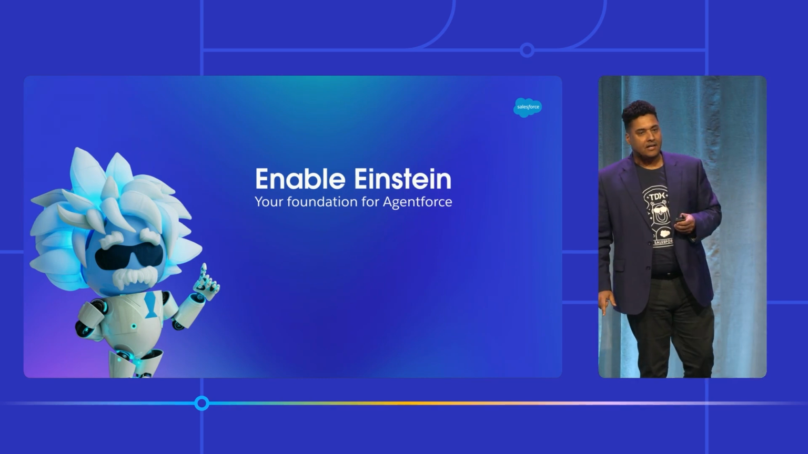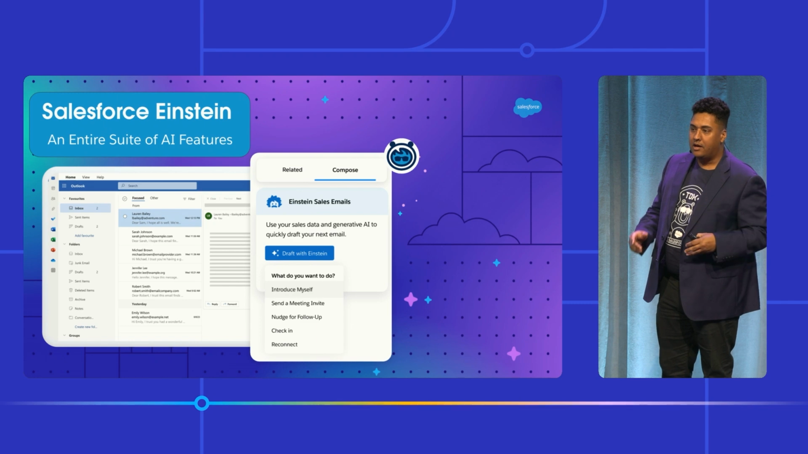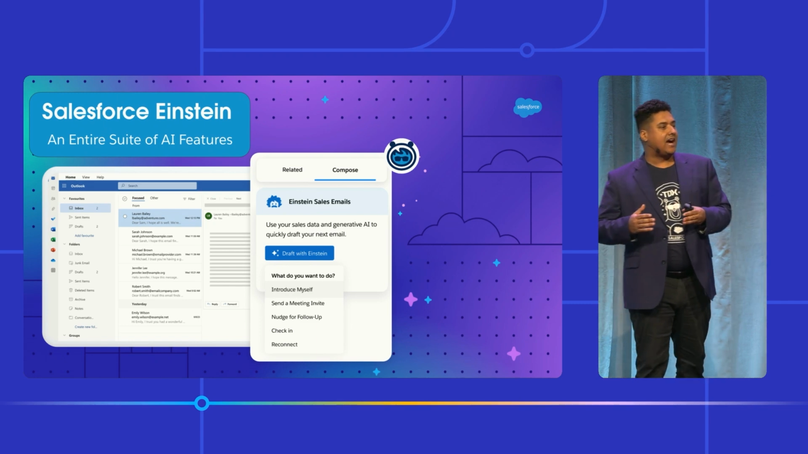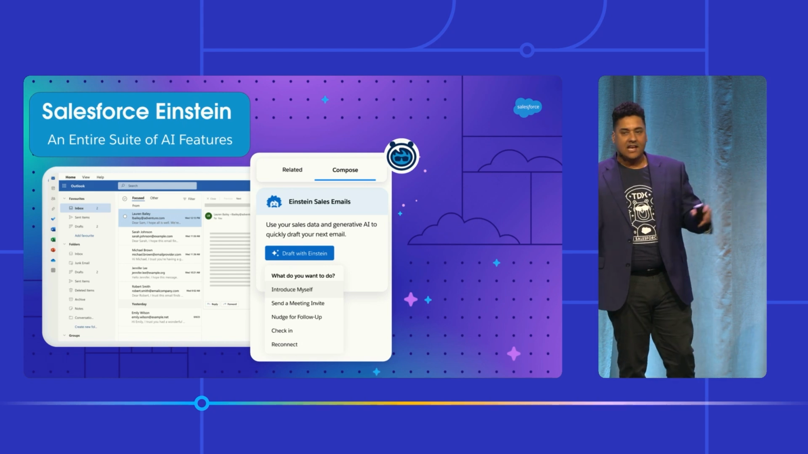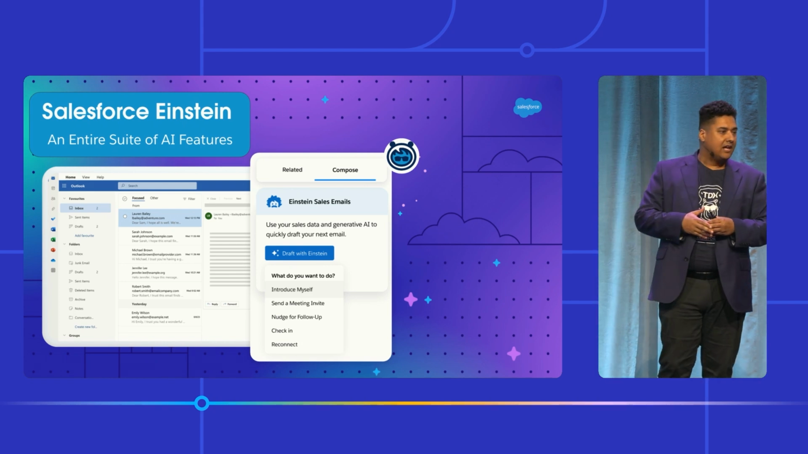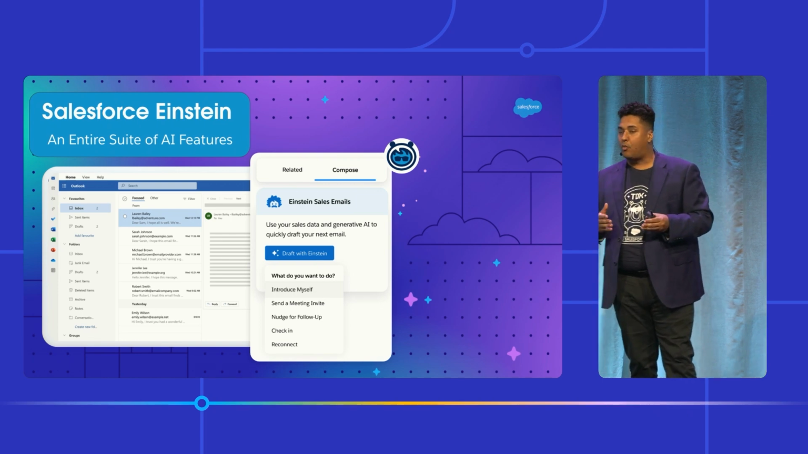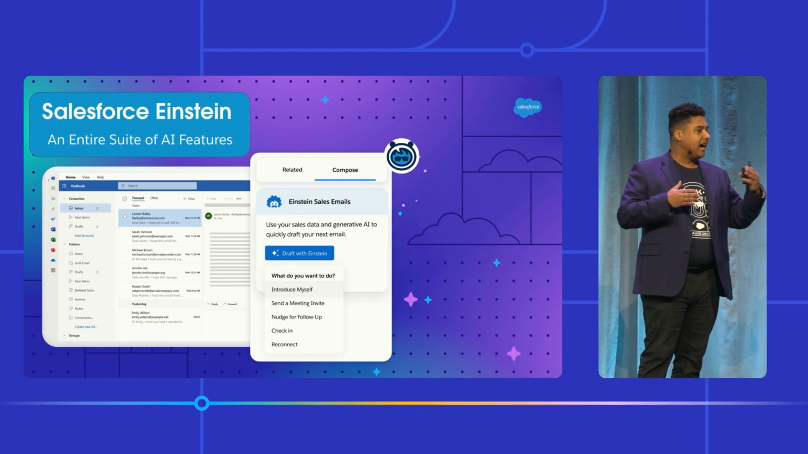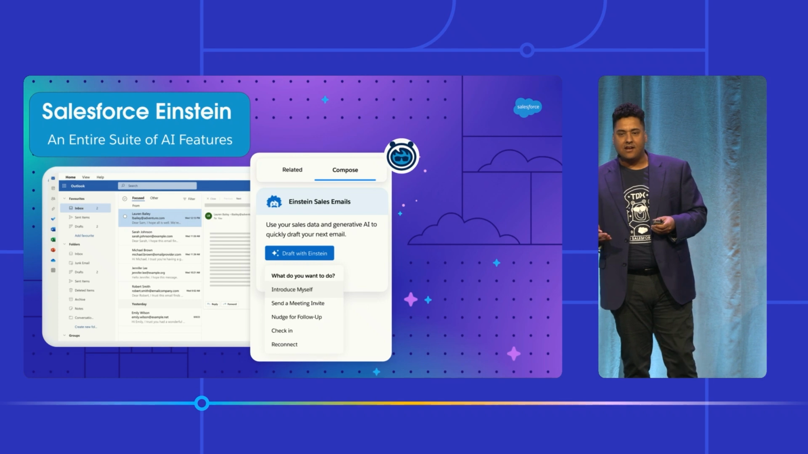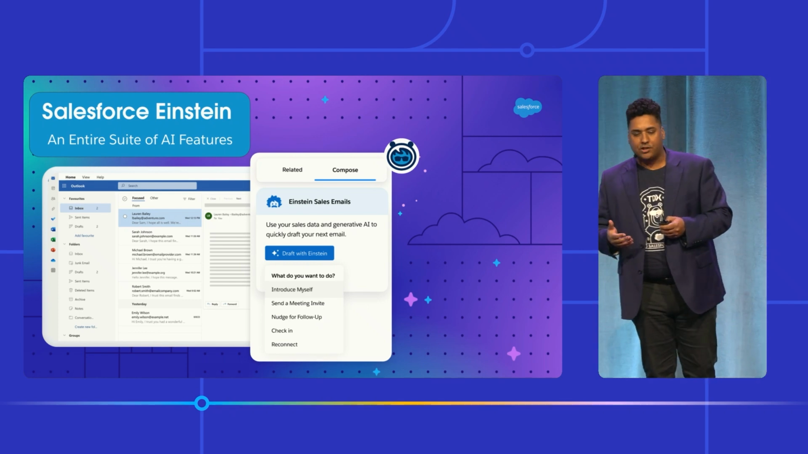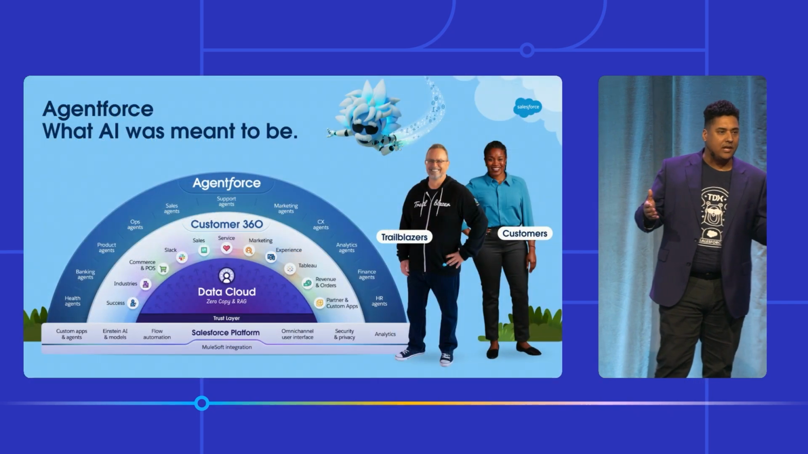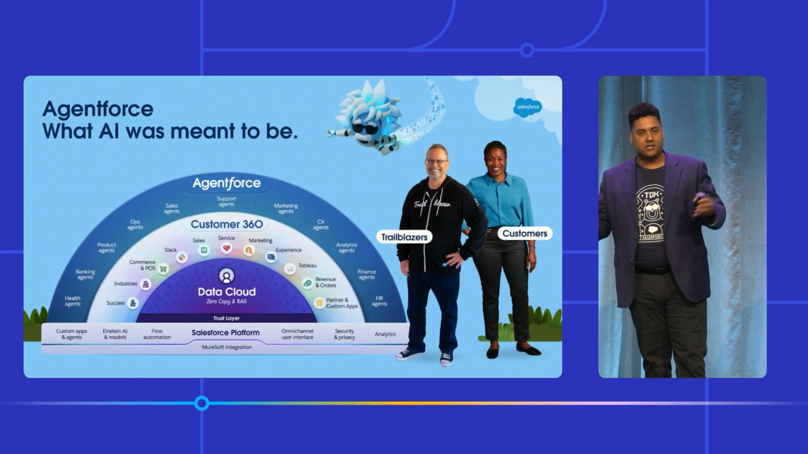Step one, let's enable Einstein. When we talk about enabling Einstein, Einstein is the suite of AI products that Salesforce releases. It's more than just Agentforce. For those admins that have been around for a while, you're probably familiar with Einstein Activity Capture and other Einstein features and tools like that. When we're talking about Einstein generative AI, we're talking about something that lives inside of that suite. It is part of the Agentforce family.